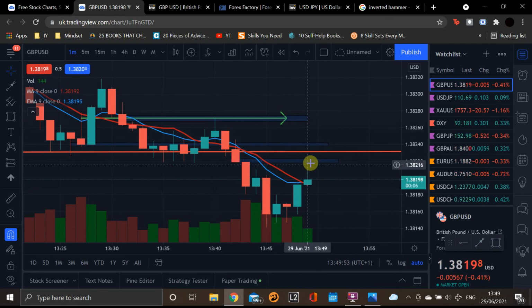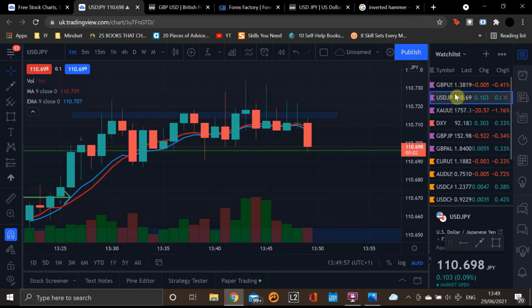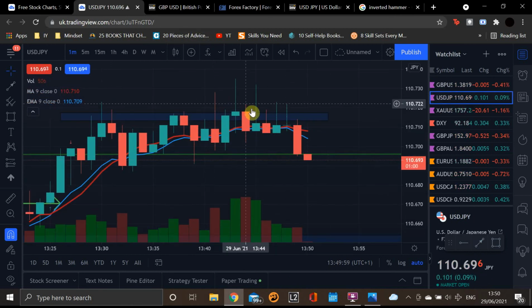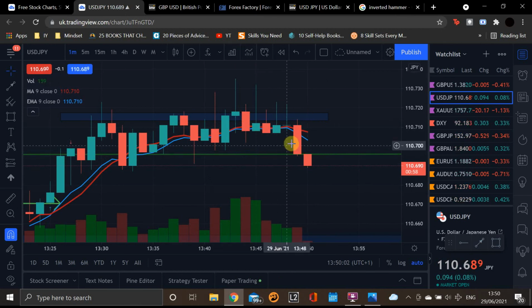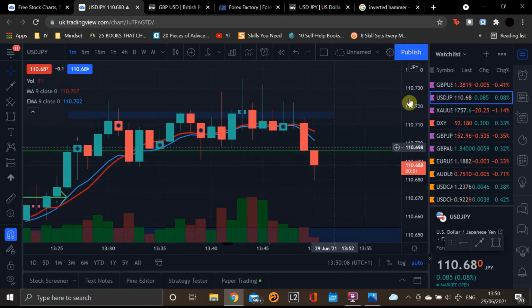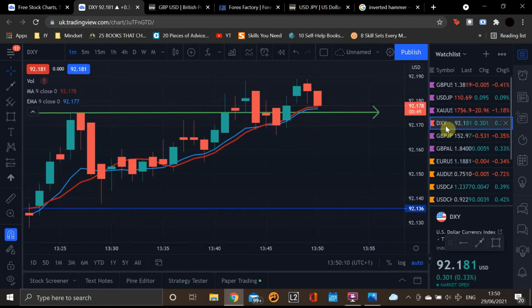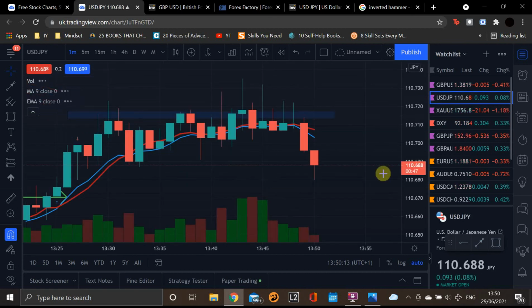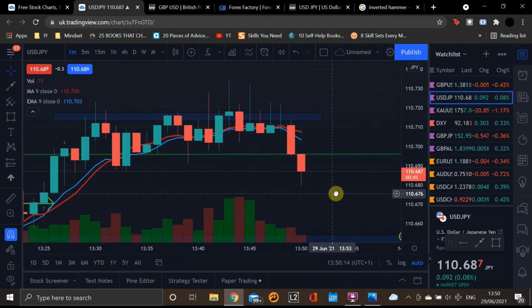I see it retesting this area, then going back down on GBP USD. Yeah, USD JPY has really failed to do what I expected it to do. Maybe it's abiding by the chart pattern. It could be doing that.